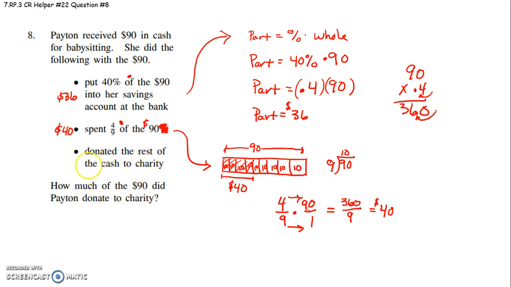Okay, so to figure out how much she'll donate to charity, I have to take 90, subtract off 36, and subtract off 40. So what's 90 minus 36? That's 10. 10 minus 6 is 4. 8 minus, so that gets us to $54. And 54 minus 40 gets us to $14. She must donate $14 to charity. All right, I hope that helps.